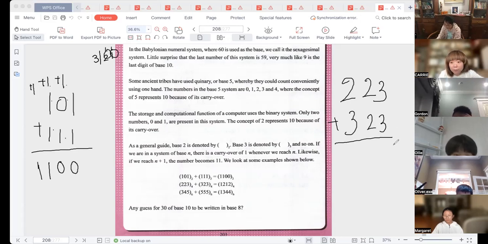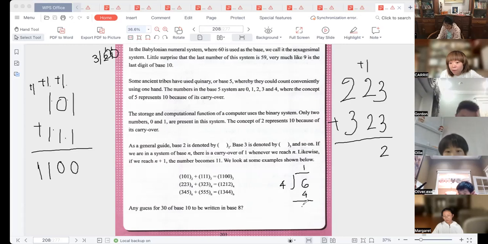Okay, so 3 plus 3 equals 6. But in the world of 4, there's no 6. Right? Isn't it that there's no 6? So what do we do? Yeah, so you leave 2 there and carry over 1. Okay, some kids say they can't figure out what to leave. Teacher will teach you a method: take this 6 and divide by 4. Get it? So the answer is 1 and the remainder 2.